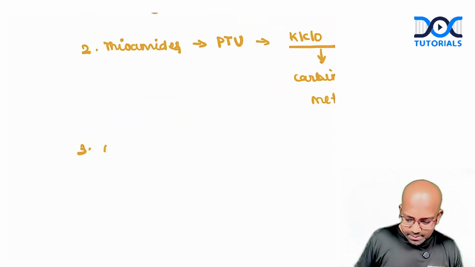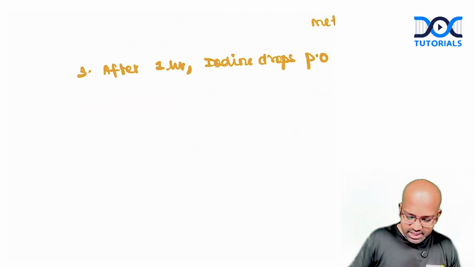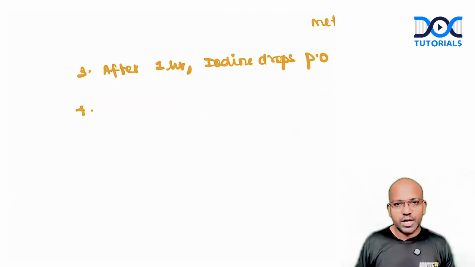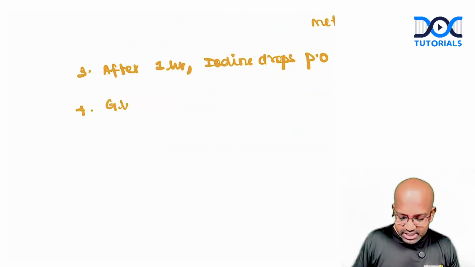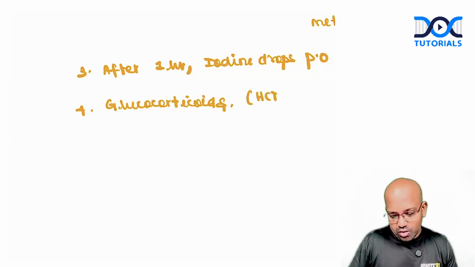We also have to wait till 1 hour after administering these drugs. After 1 hour, we have to administer iodine drops via per oral route. Again, that is going to be a lifesaver one. If a patient is landing up in severe responses, we can also opt for glucocorticoids, or even simply steroids can be administered, especially hydrocortisone given via IV route. We can also administer cholestyramine.